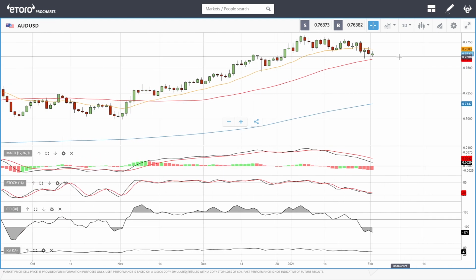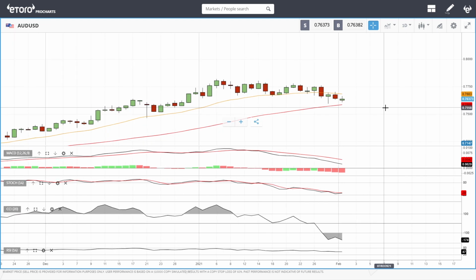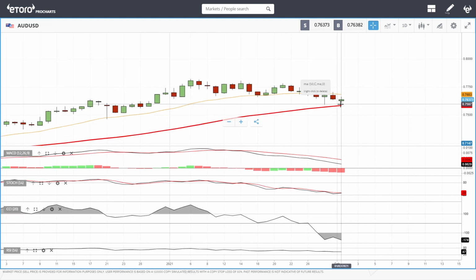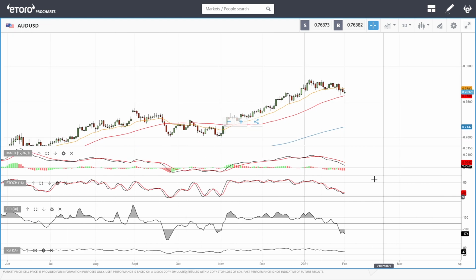So as you can see, we have continued this fall towards the 50 moving average. It looks like the 50 is holding at this current stage. We have tested it twice. Technical indicators are fairly mixed. MACD is very bearish. The stochastic is turning around. CCI is very bearish, and the RSI is technically flat at this point.